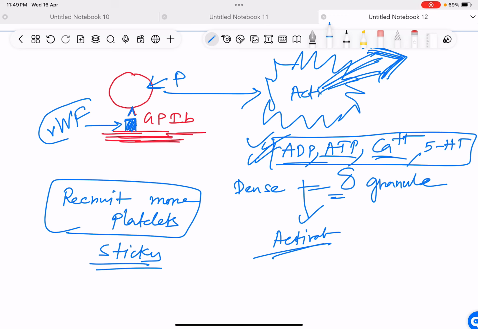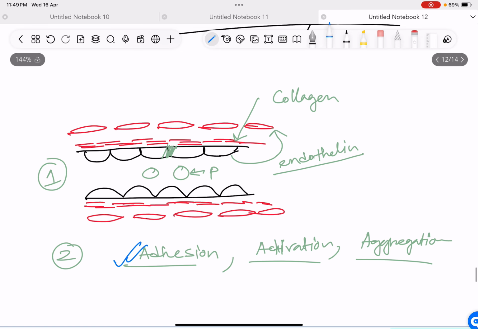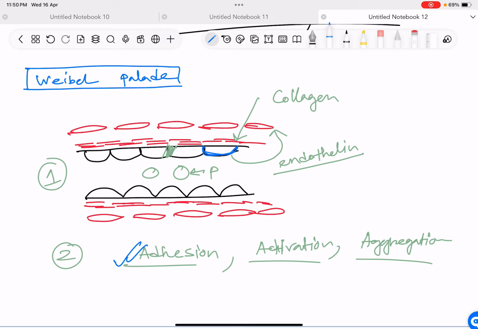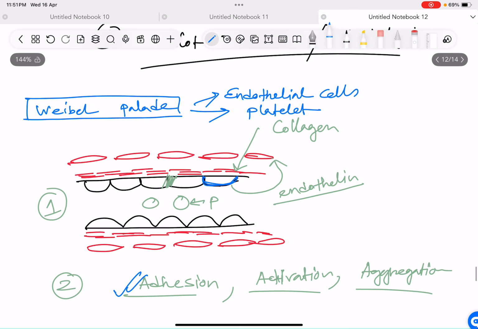But first I have to explain how von Willebrand factor came here. So this is the endothelial cell, right? This endothelial cell has something known as Weibel-Palade bodies. These Weibel-Palade bodies are present in the endothelial cells, and the platelet also has von Willebrand factor. I'm saying it wrong. They both have von Willebrand factor.